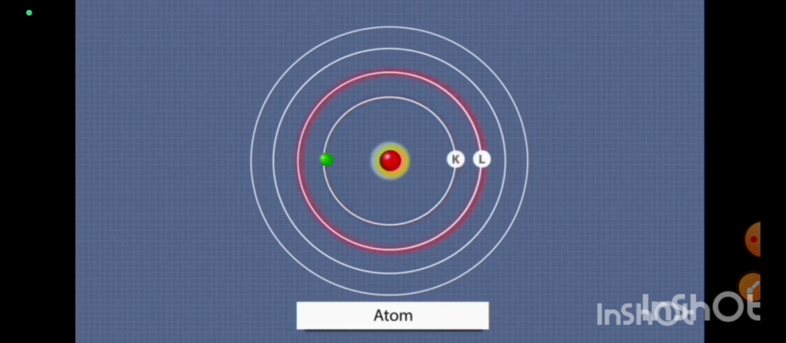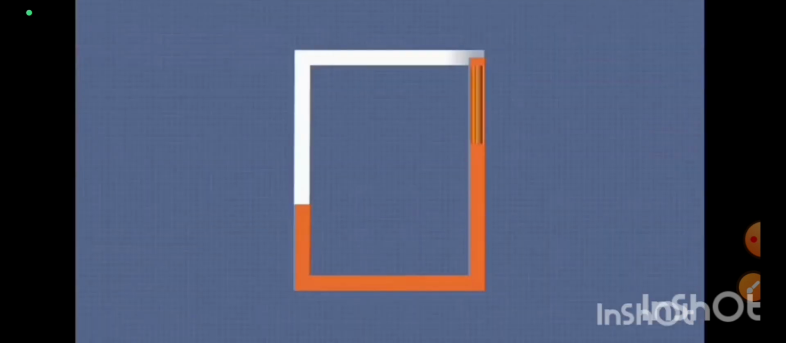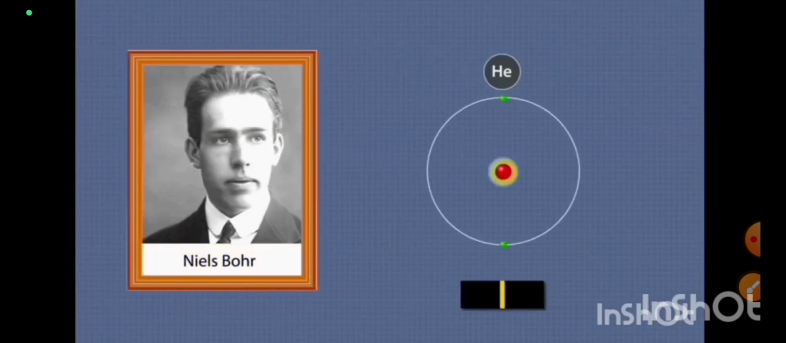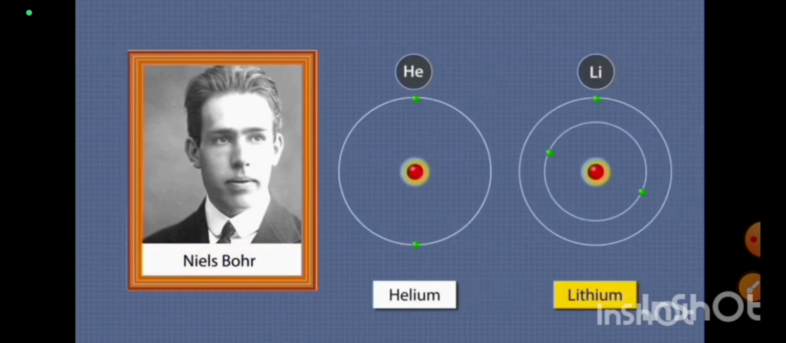They are designated by the letters K, L, M, N, or by the numbers 1, 2, 3, 4. This was the structure of the atom given by Niels Bohr and the designation of orbits. Niels Bohr's atomic model was not applicable to a few atoms like the helium atom and lithium atom.